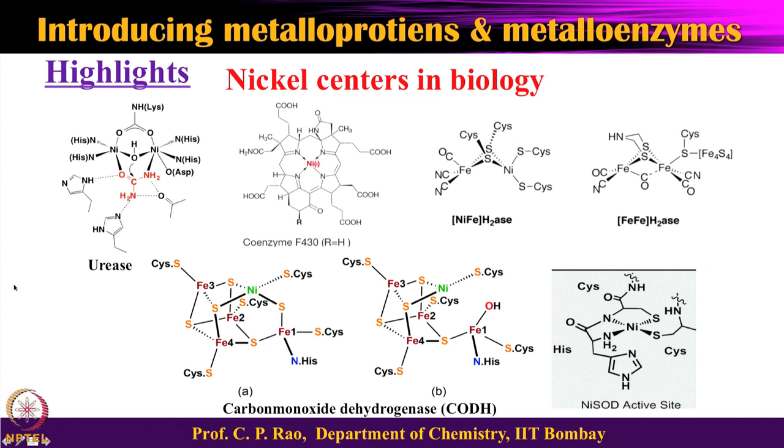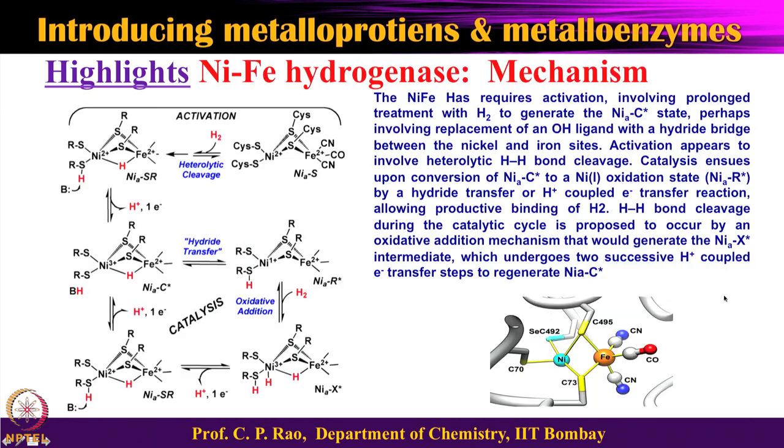Okay, coming to the kinds of nickel centers that you find, this is the dinickel center present in the urease enzyme, which is bound to histidines and aspartic acid, etc., bridged by a carboxylate group. Then you have the coenzyme factor F430, nickel-iron hydrogenase, and then the carbon monoxide dehydrogenase, the nickel-carbon centers, and this is in SOD.